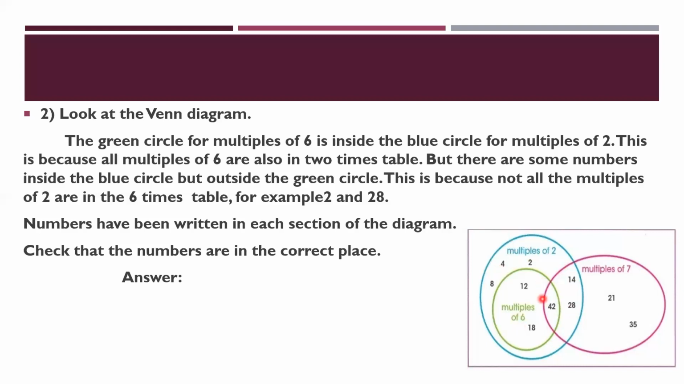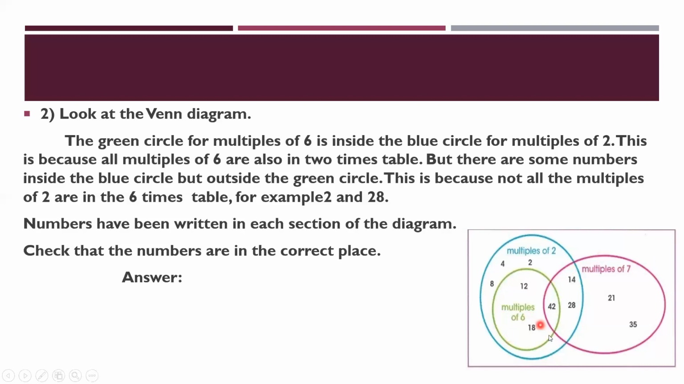Now coming over to the green loop, that is multiples of 6. What about this 18? Is it a multiple of 6? Yes. 6 3s are 18. Now what about this 12? Is it a multiple of 6? 6 2s are 12. What about this 42? Is it a multiple of 6? 6 7s are 42. So yes, this one is also perfect.